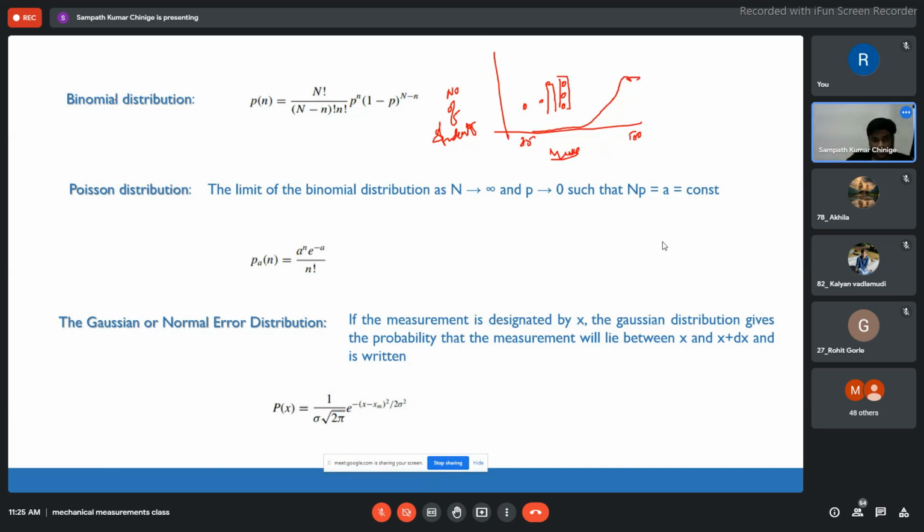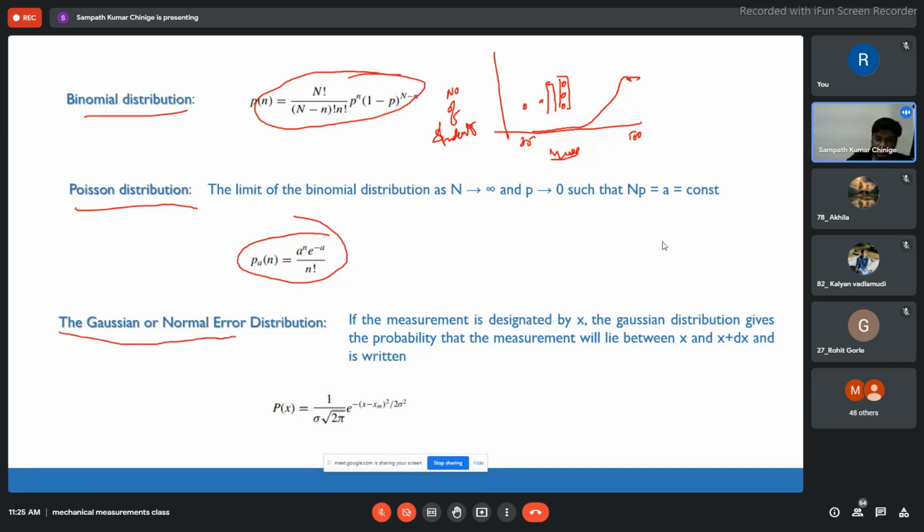So I am not going into binomial and Poisson distribution. Those who have interest can go through these things also, how the mathematical formulation of the Poisson distribution is done. I'm only concentrating on the Gaussian or normal error distribution, which is designated by the probability of getting a value x, equal to 1 by standard deviation square root of 2 pi, e power minus of (x minus xm) whole square, divided by 2 into standard deviation square. Xm is the mean. So this is how we define the distribution curve.